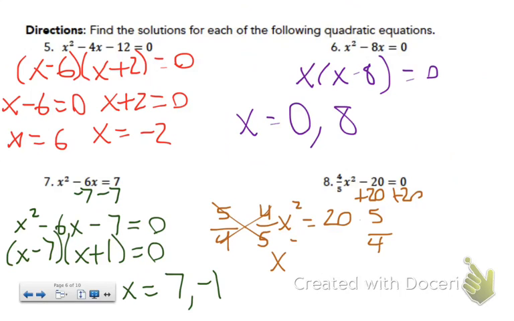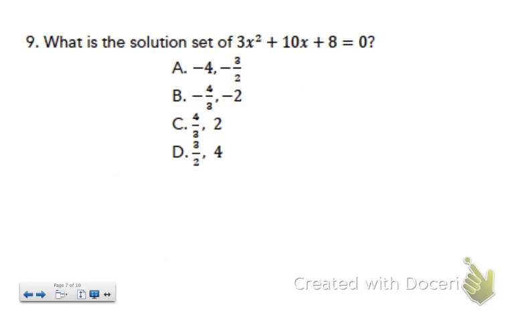Okay, and you get x squared equals 20 times 5 is 100, divided by 4 is 25. Take the square root of both sides, and you get x equals plus or minus 5. And again, you can graph all of those in your calculator to double check the solutions. Alright, this one is factorable.